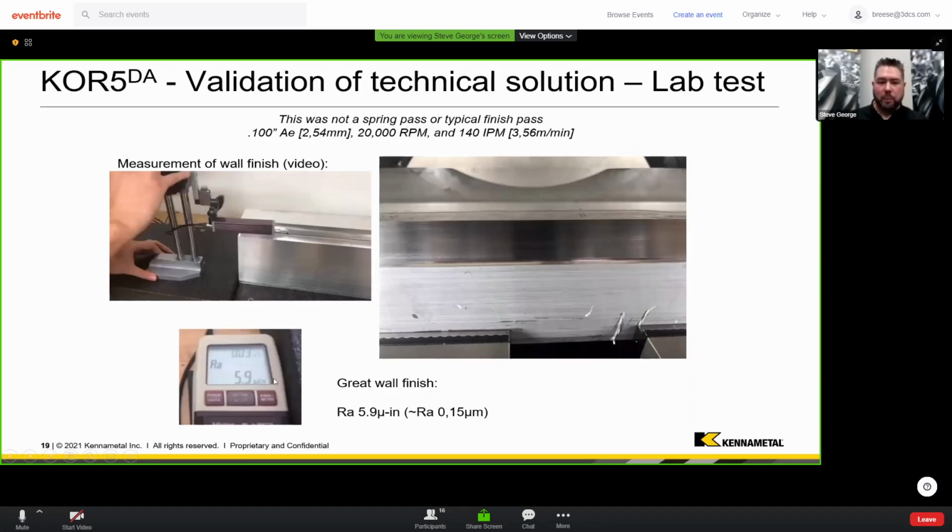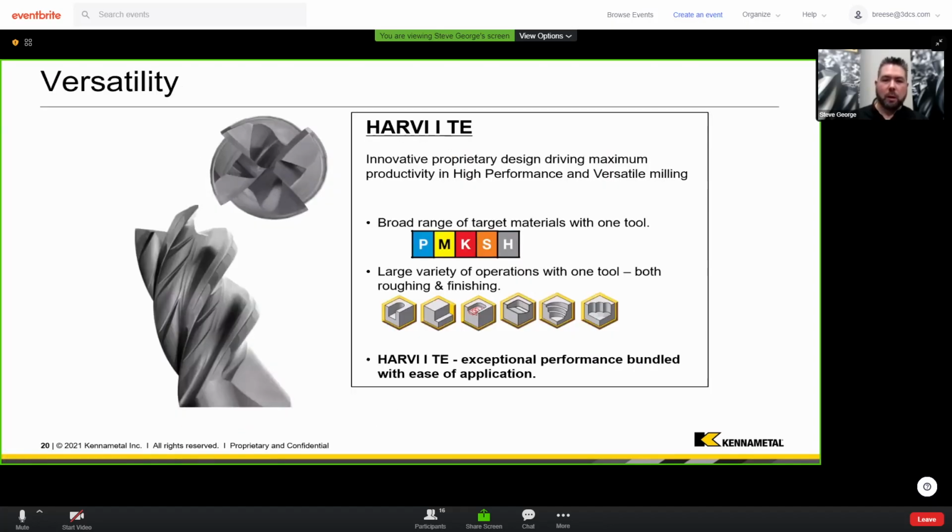This is just an example of wall finish off of our Core 5 aluminum tool on some 6061. So you can just see, even with those chip splitters in place, it doesn't affect the wall finish at all. So just finally here, I'm going to mention a couple different types of tools and close.